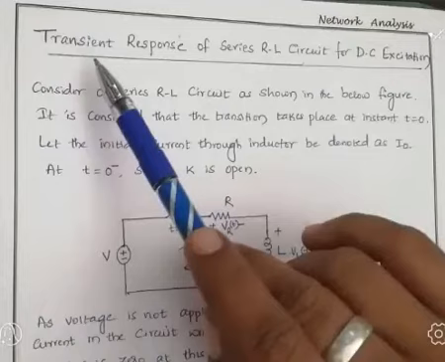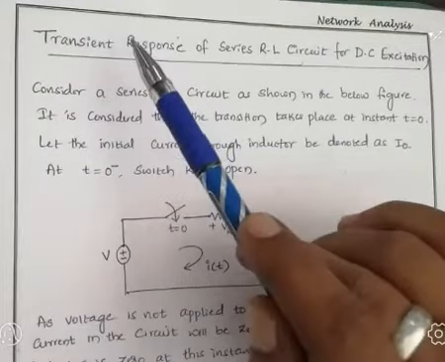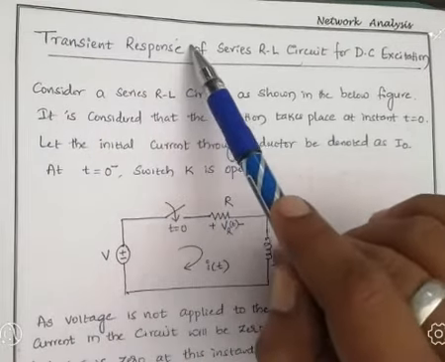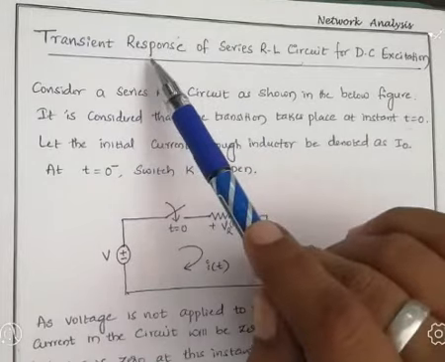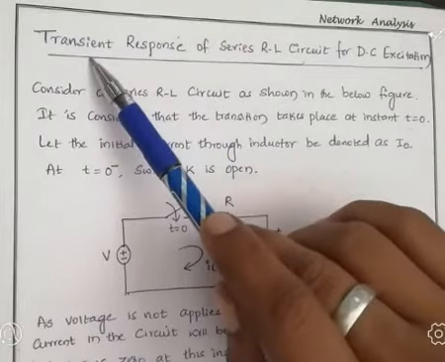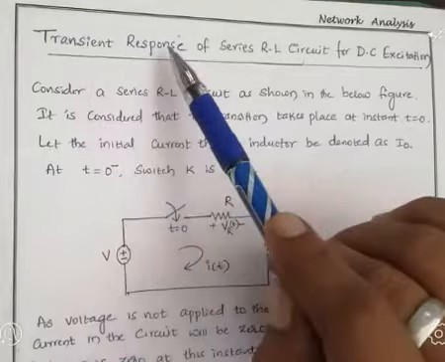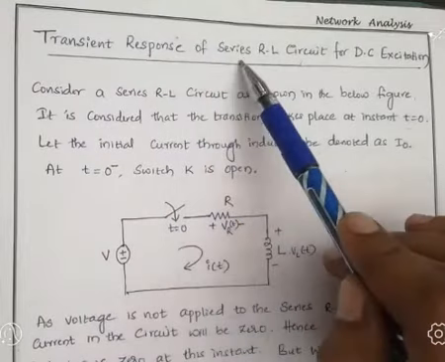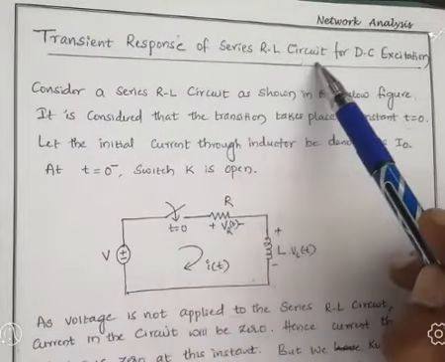Transient response means, as we already discussed, the response is nothing but the output of the network. The response of the network means the output of the network. Which kind of response are we calculating? We are calculating the transient response of series RL circuit for DC excitation.